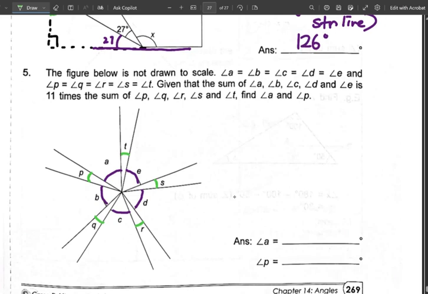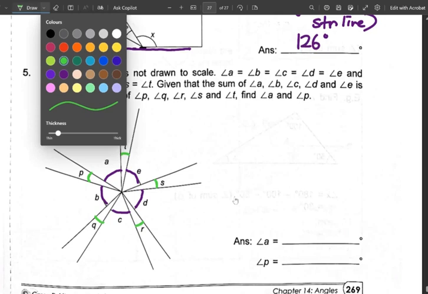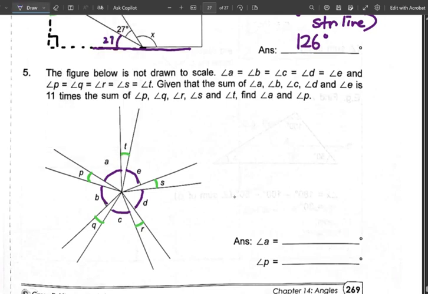Then what about the green color? The green color, they are all also the same. But did you realize that the total is 360? Very good. The total is 360 because it's one big circle. Am I making sense? And what did the question say? The question says that given that the sum of A, B, C, D, E is 11 units. Again, A, B, C, D, E is equal to 11 units. Am I making sense?